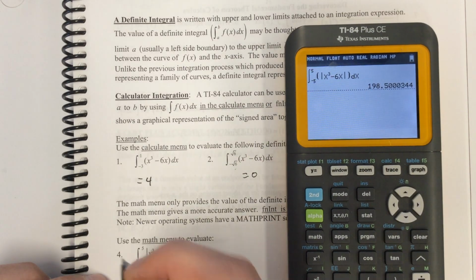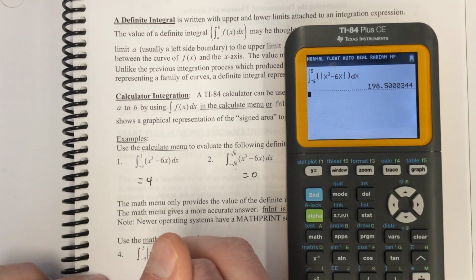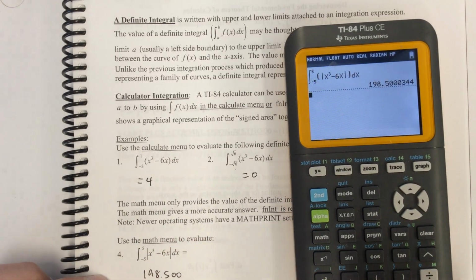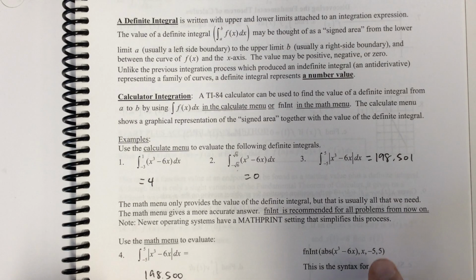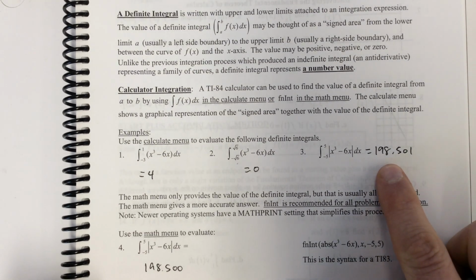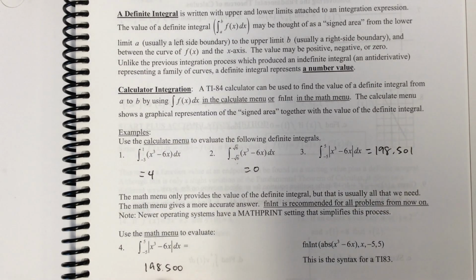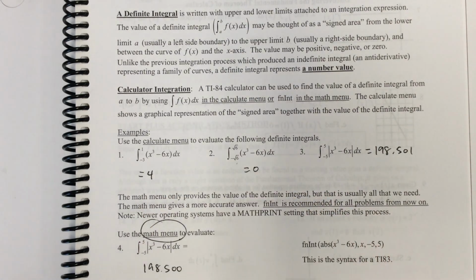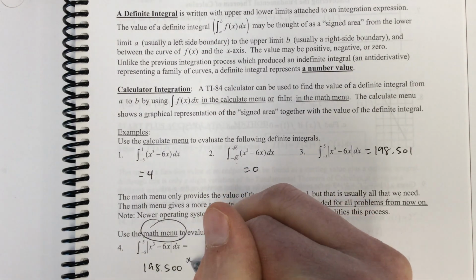So this one gave me the answer of 198 point, we go 3 decimal places, right? 500. All right, so if we compare those two answers, when I did it with the calculate menu, I got 198.501. For the math menu, I got 198.500. They're really close, but they're not the same thing. So this is really important. On the AP test, you want to use the math menu. The math menu is the most accurate one. So even though they're close, if you want to get full credit, you've got to use the math menu.